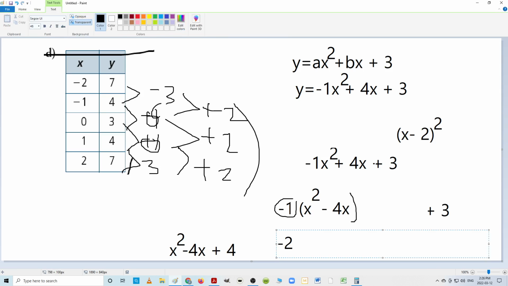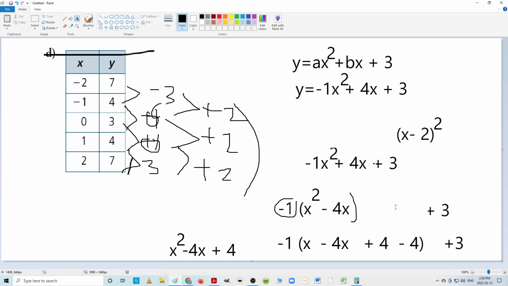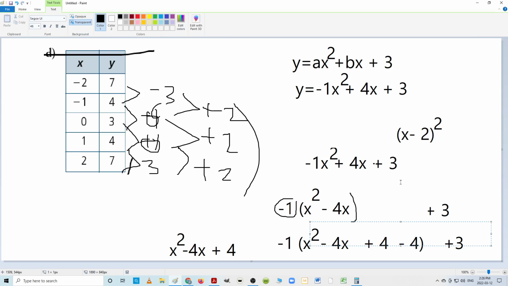So I'm going to do a little bit of math magician, which means in math, I can just add and subtract the same number and I don't affect it. I can add a 4 and subtract a 4, and then don't forget plus 3. This does not change my equation, because they add up to 0. So far I've got this.